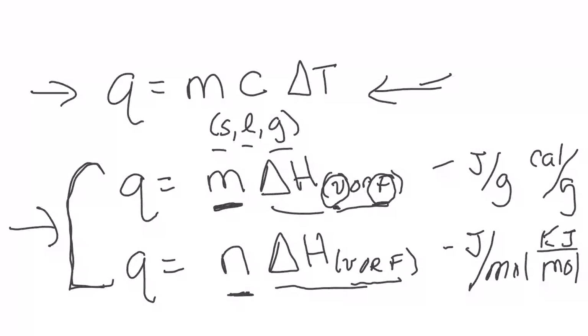And it's changing state. So I'm going to use one of these 2 equations at the end because it's not staying as a solid, liquid, or gas. It is changing. It is melting. So I'm going to use one of these. And if I know it's melting, I'm going to use the delta H of fusion. All right, so now I have to figure out, do I need to multiply by mass or by moles?